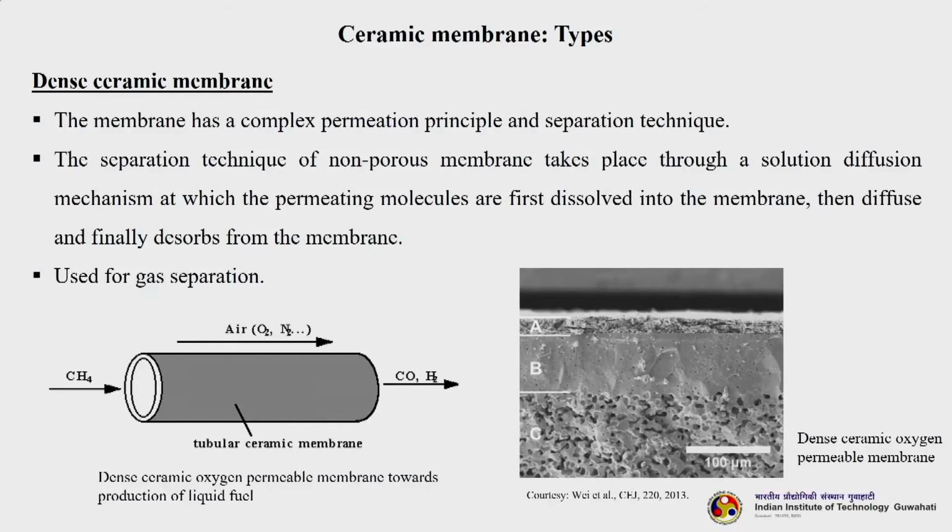You can see here this particular scanning electron microscopy image tells you that there are 3 distinct layers, A, B, and C. And as you know, as you move from the bottom to the top, the pore size decreases.